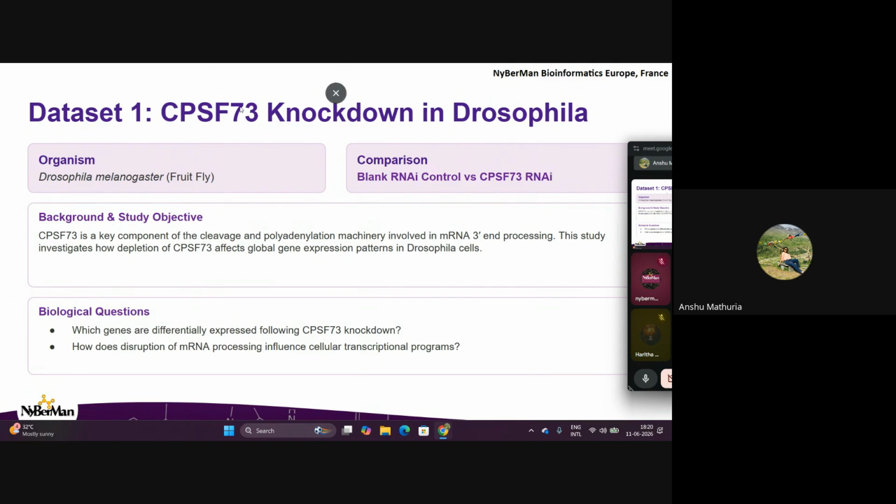When you are knocking out this particular gene, what expression is altering between the control and the knockdown samples? In your data set, you have 2 sample types: 3 blank RNAi samples produced in 3 replicates, and similarly the knockdown samples with CPSF73 knockdown, also in 3 replicates. So you're going to be processing that. Is the theory behind data set 1 clear?